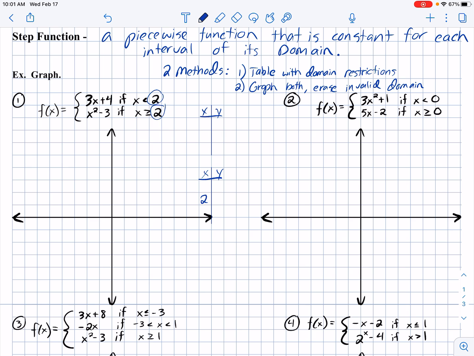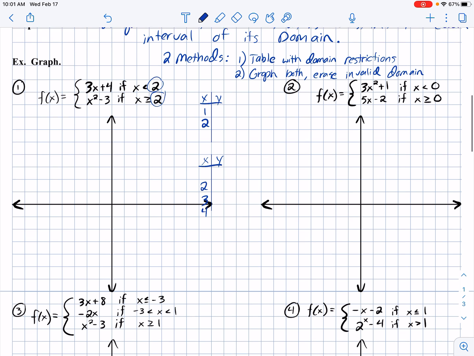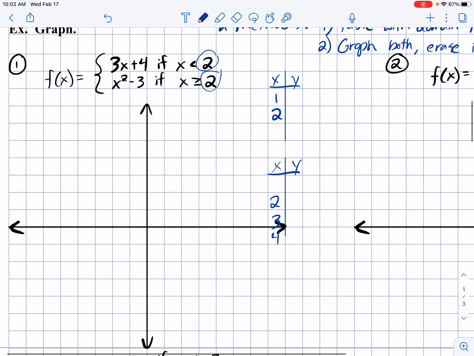On the linear function, we're going to have 2 and then pick another point that's less than 2. So you could use 1 or you could use 0. It doesn't matter here. For the quadratic, you need points that are greater than 2. So you could use 3 or 4. Again, doesn't matter here. I would say as many points as you need to see the parabola on there. And then we're just going to plug them in. Plug in 1 and 2 everywhere you see x.